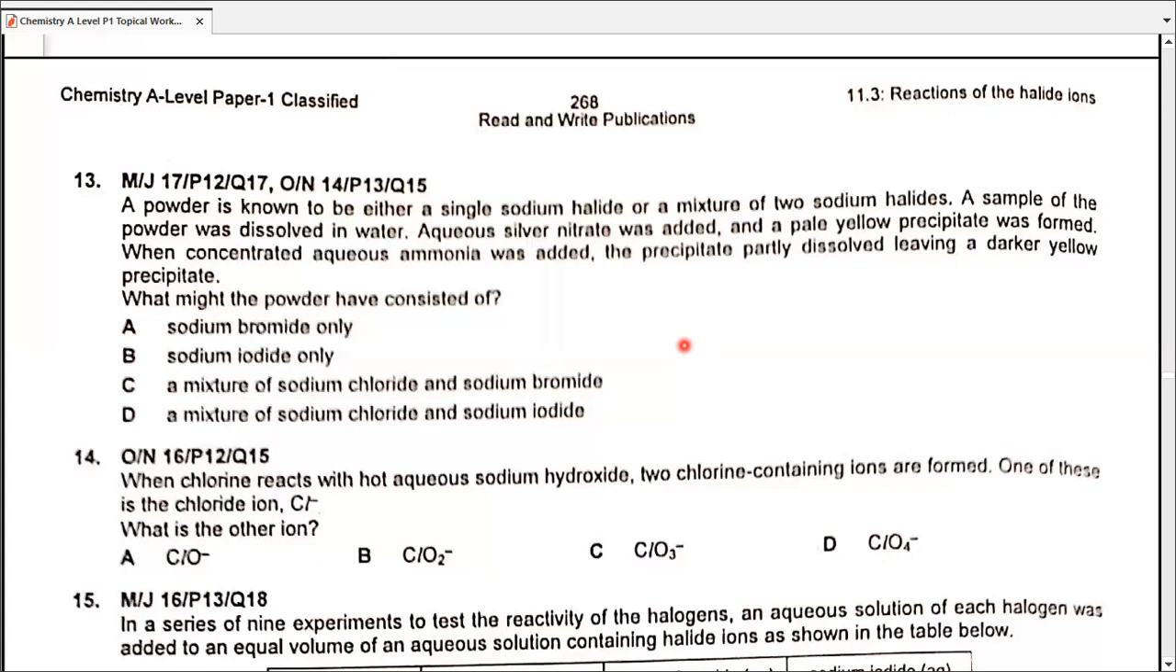Okay. So 14. When chlorine reacts with hot aqueous sodium hydroxide, two chlorine-containing ions are formed. One of these is the chloride ion. What is the other ion? B.